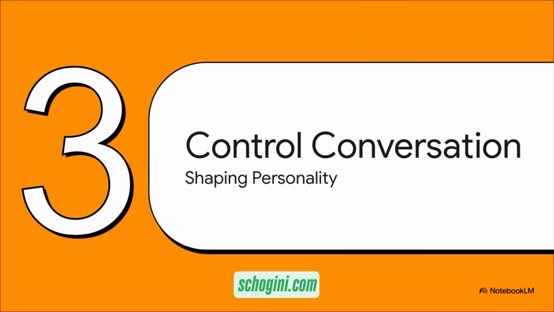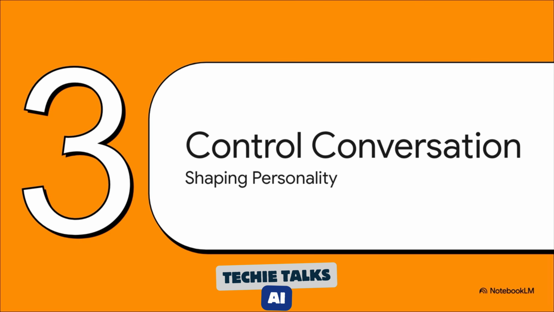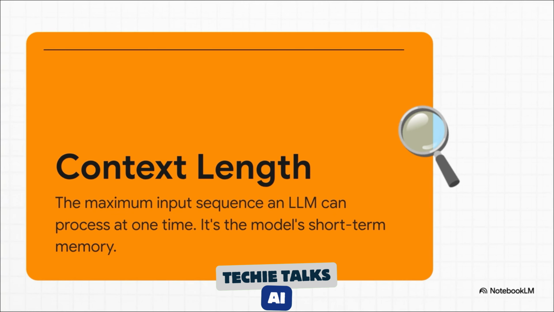Now we get to the really fun part, actually talking to it. This next section is all about the settings you can use to control the conversation and really shape the AI's personality on the fly. First up is context length. Honestly, the best way to think of this is as the AI's short-term memory. It's how much of the conversation, including everything you've already said, it can hold in its head at one time. A small context length is like talking to someone who keeps forgetting what you said 2 sentences ago. A large one, though, allows for these long, deep, coherent conversations and lets the AI process whole documents at once.